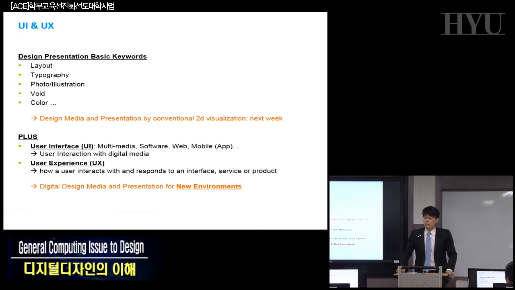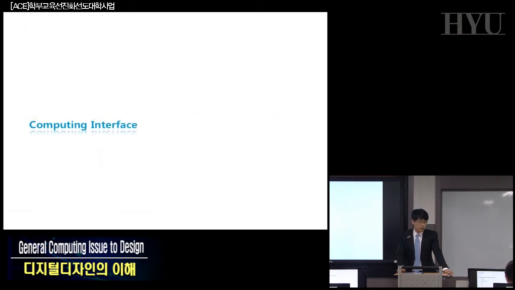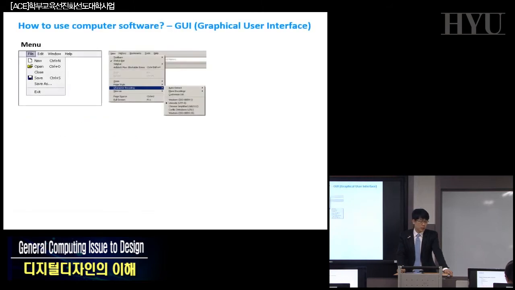Before learning some professional computer software, today's topic is a general computing issue. So let's walk through something about the computing interface. When you are using computer software, what happens? You know what happens, because we are using mouse and keyboards. Sometimes some tablets or some pens or something like that.